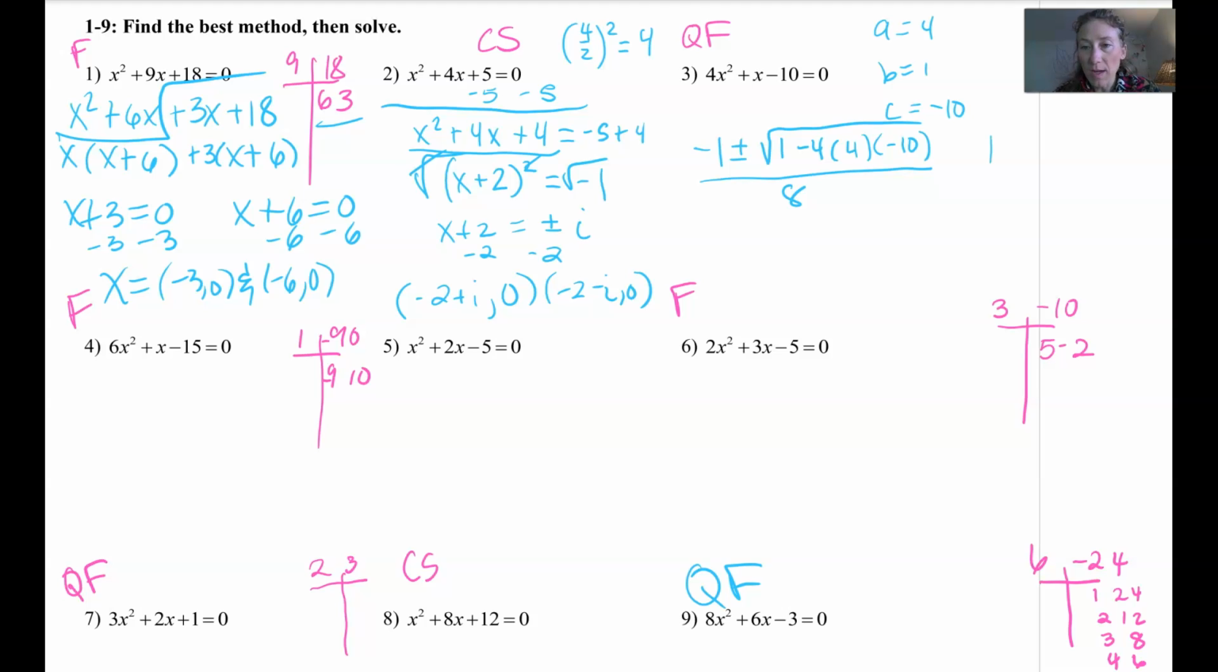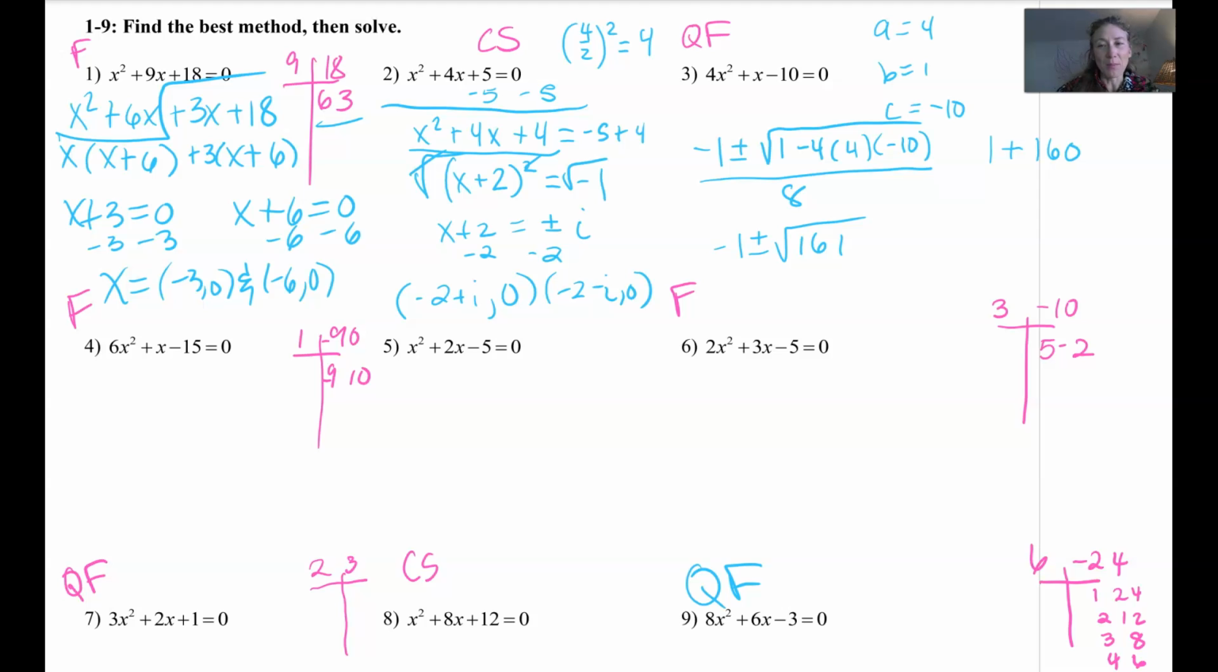So that's going to be 1. And then notice I have 2 negatives, so that's going to change to a plus. 4 times 4, 16. 16 times 10, 160. So I'm going to have 161 inside the radical. So I'm going to have negative 1 plus or minus the square root of 161.